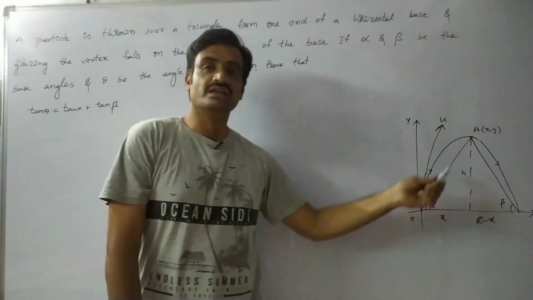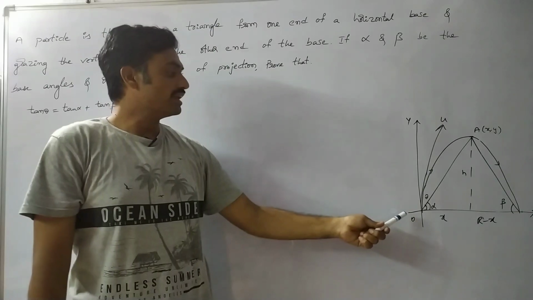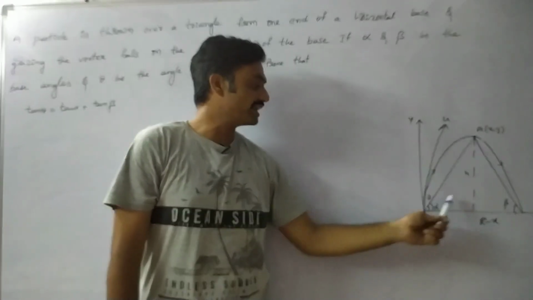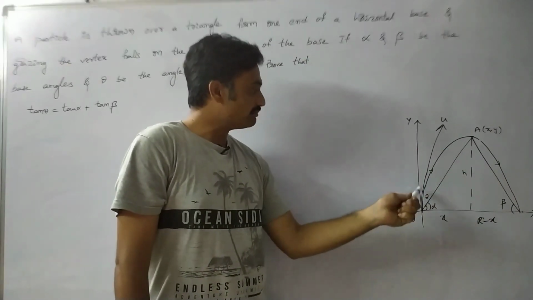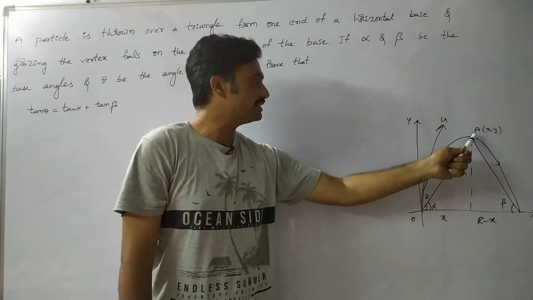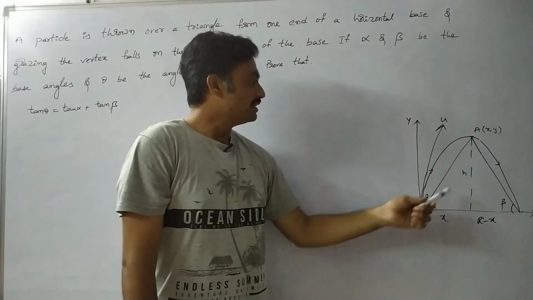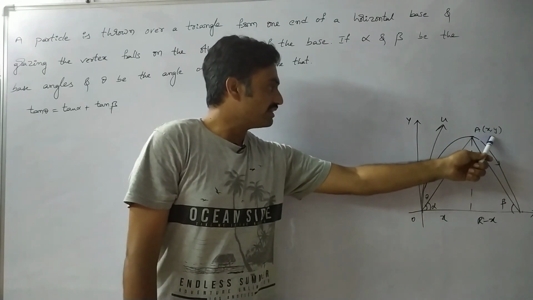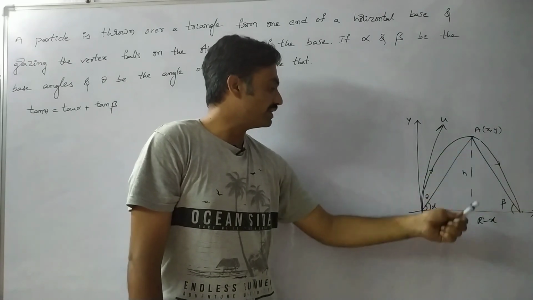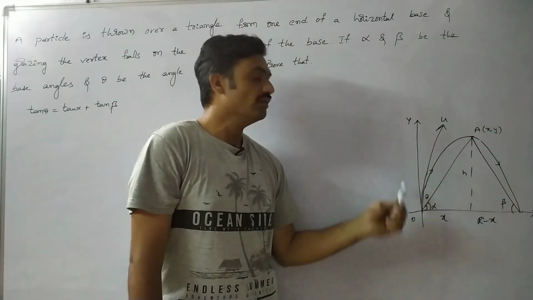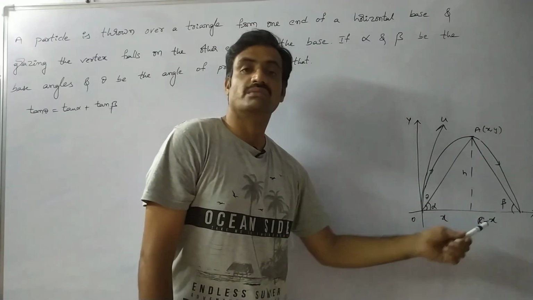So here observe that we have considered a triangle with angles alpha and beta, whereas the particle is projected at an angle of theta over the triangle. As the particle passes over the triangle, it touches the vertex and falls on the other end. The coordinates of the vertex A are given as x comma y, whereas from here the coordinate is given as r minus x.